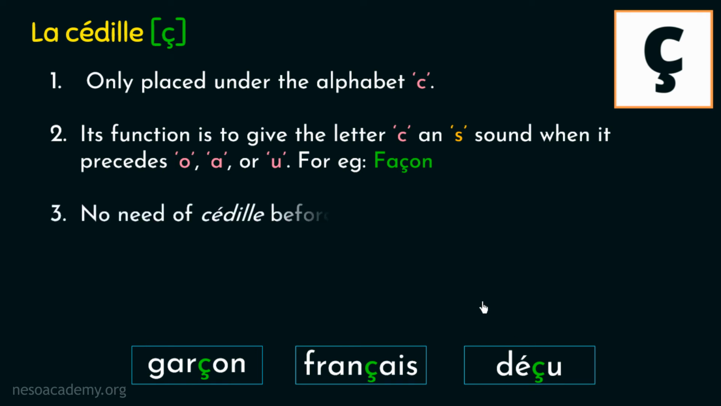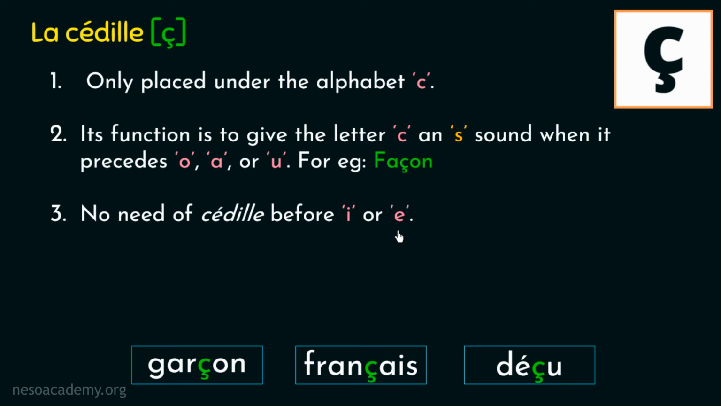The point number 3 states that no need of Cedille before I or E. So according to this point number 3, there is no need of accent Cedille before the letters I or E. Now this is quite strange, isn't it? We are using this accent Cedille under the letter C when it precedes the letters O, A or U. But this accent Cedille is not needed whenever the alphabet C precedes the alphabet I or E. The reason behind it is pretty simple. Whenever the letter C precedes the alphabets I or E, it already gives the sound of letter S.